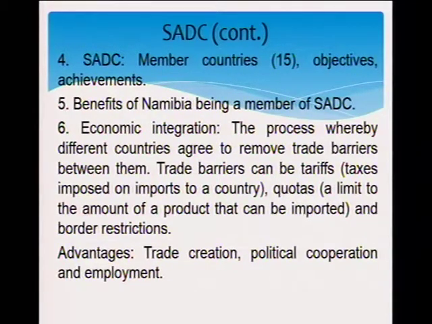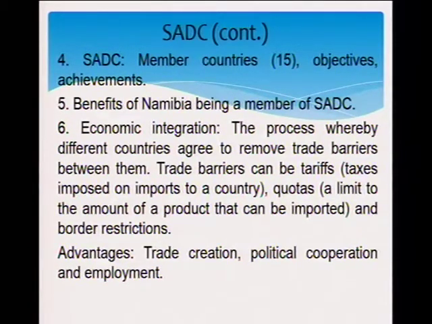Economic integration. Previously we talked about regional integration, whereby states come together to sign agreements to facilitate cooperation between them. But what is economic integration? Economic integration is the process whereby different countries agree to remove trade barriers between them. That is economic integration, the removal of trade barriers.